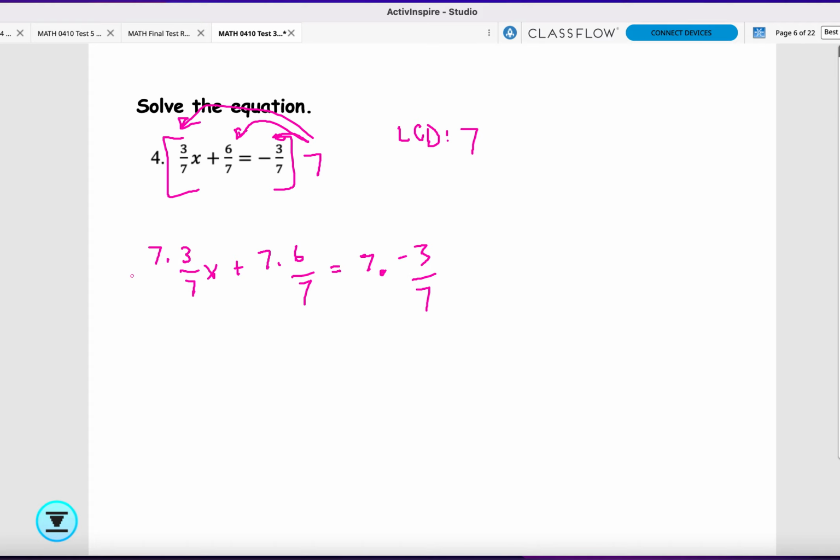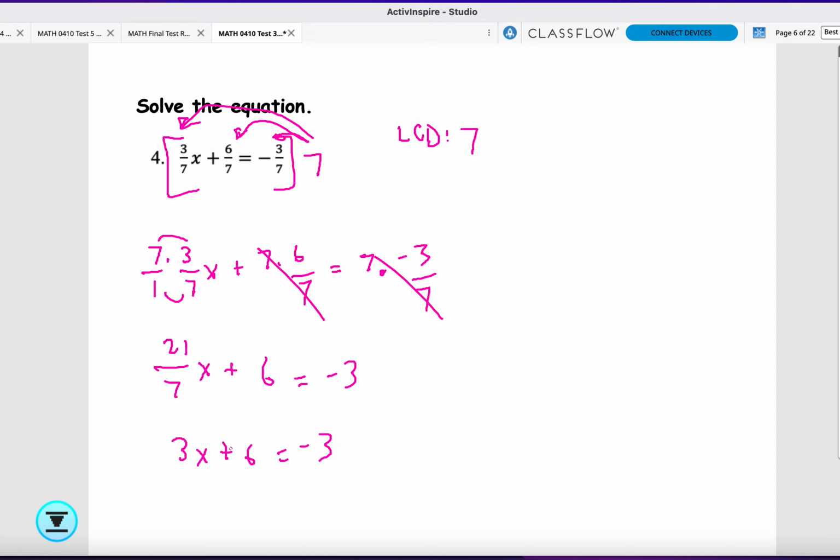So the long way is make 7 into a fraction and multiply the top and the bottom, right? The top with the top, bottom with the bottom. 7 times 3 is 21. 1 times 7 is 7. Bring down the x. That's the long way because 21 divided by 7 is just 3x, right? The short way is you can cancel out the 7's. So that leaves us plus 6 equals negative 3.